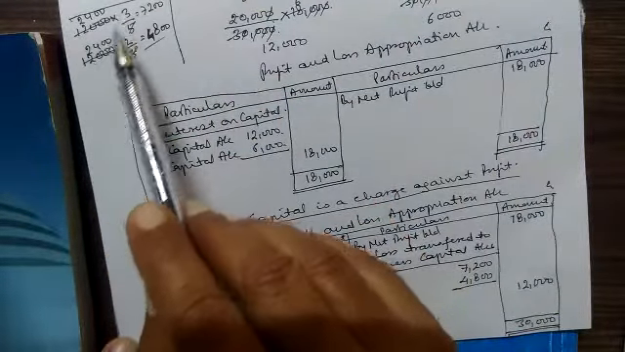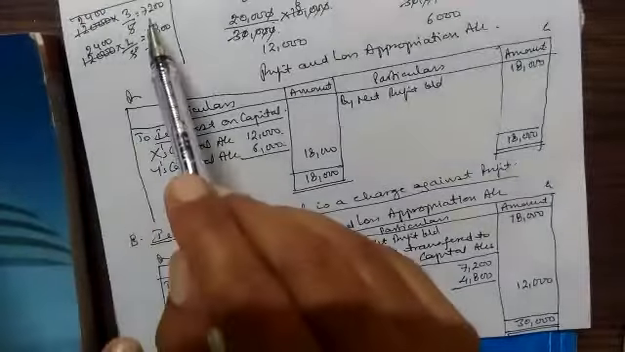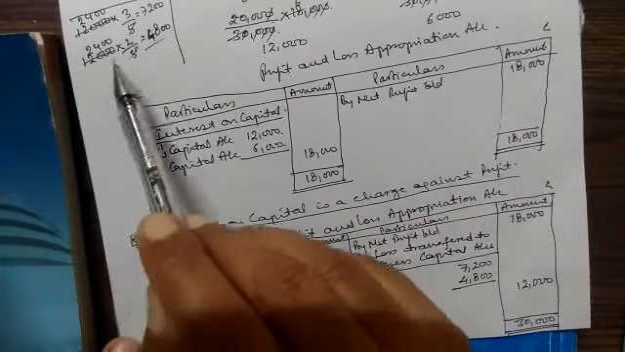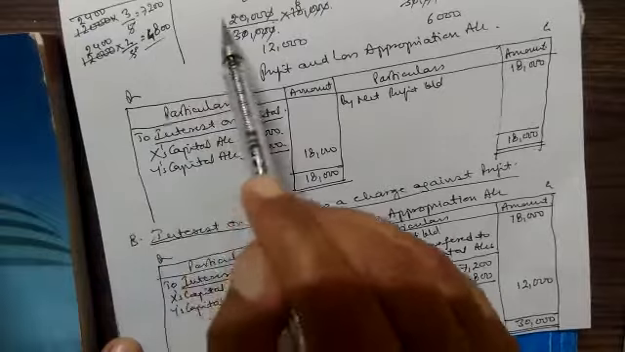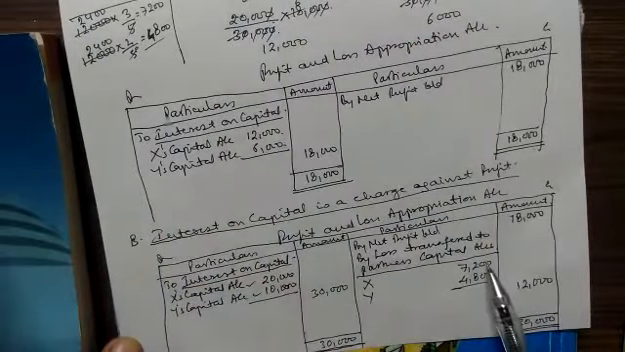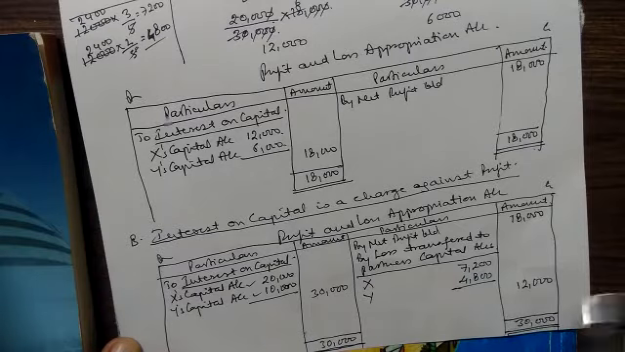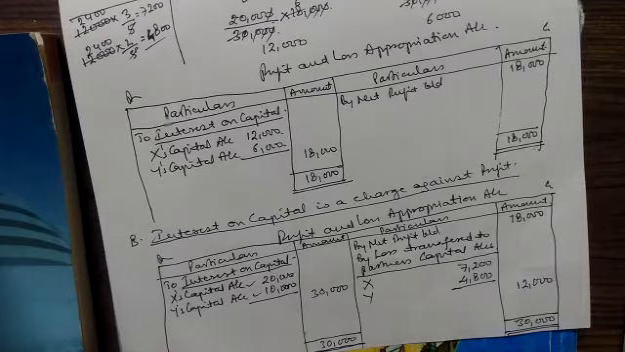So 12,000 into 3 by 5 is equal to 7,200, and 12,000 into 2 by 5 is equal to 4,800, and we will show it in the inner column and distribute this loss. So the P&L appropriation account tallies. This is how the interest on capital is treated. Now you will do the questions related to interest on capital from the book. I have given you the examples, and I will be sending the questions today itself.